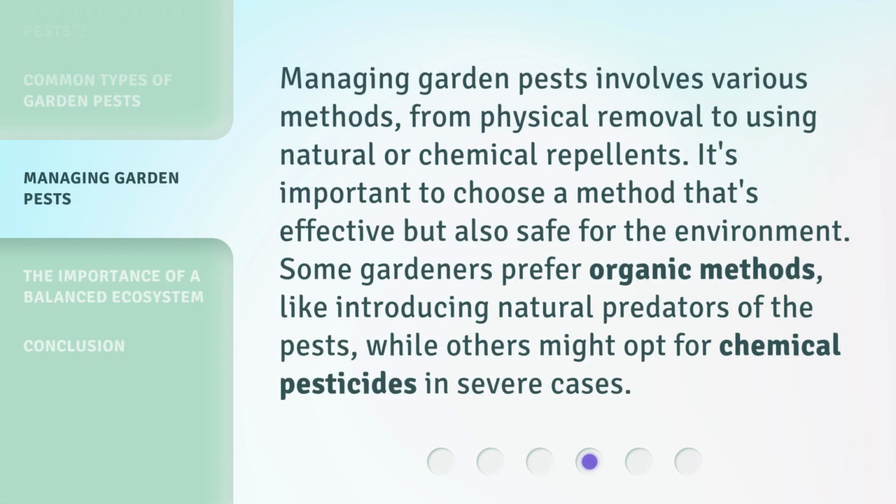Managing garden pests involves various methods, from physical removal to using natural or chemical repellents. It's important to choose a method that's effective but also safe for the environment. Some gardeners prefer organic methods, like introducing natural predators of the pests, while others might opt for chemical pesticides in severe cases.